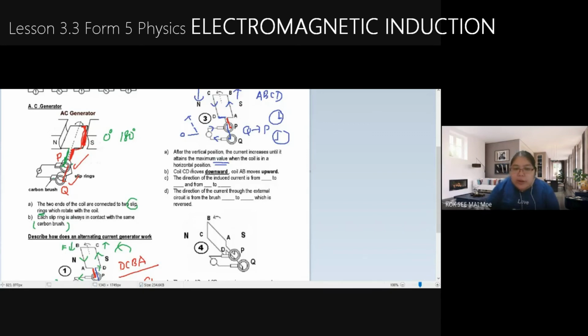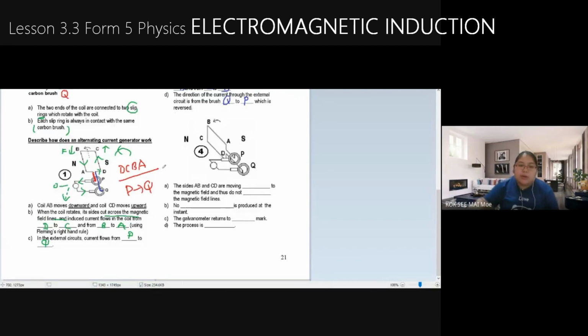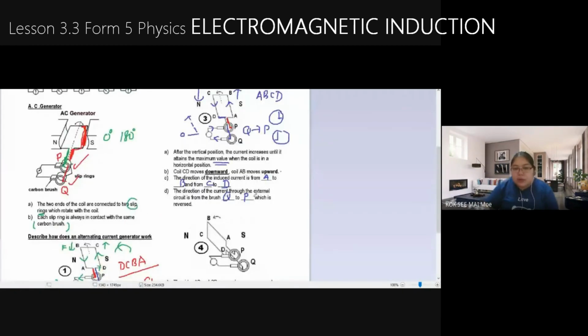So from here, the coil CD moves downwards, then AB goes upwards. The direction of the current now flows from A to B, then C to D. In the last one, the direction of the current through the external circuit is from Q to P. So I want you to compare the first one, P to Q, and the second one, Q to P.